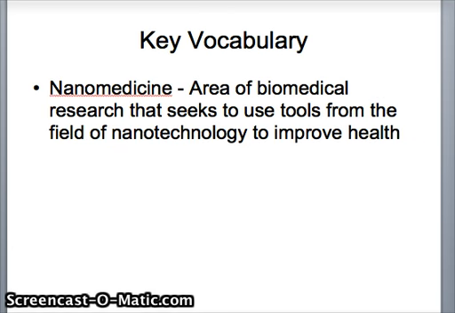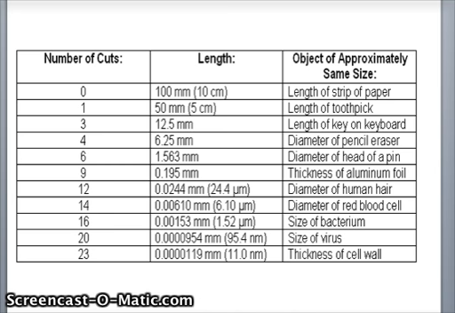So, nanomedicine is basically just using nanotechnology to improve health. So, what's nanotechnology? Nanotechnology is technology that's extremely, extremely small. All right. So, if we look at some objects here, millimeters is about the length of a strip of paper. That's about 100 millimeters. A length of a toothpick is about 50 millimeters, and so on and so forth. So you guys kind of get an idea.